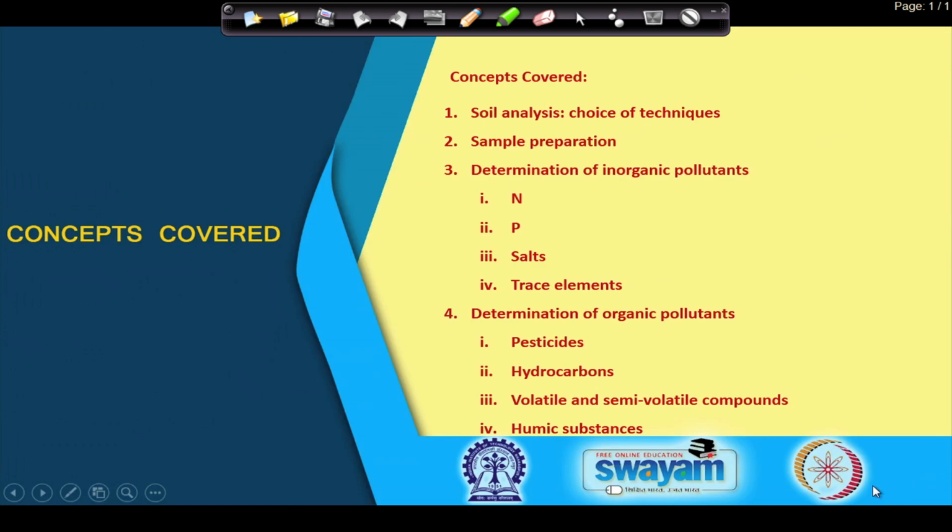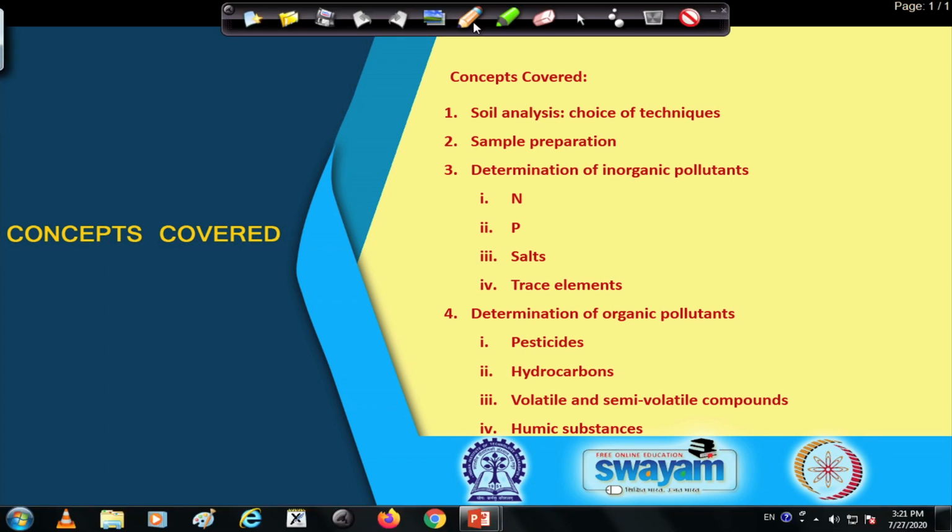In our previous lecture we covered the following concepts. We started with the choice of techniques for soil analysis and why soil analysis is important, and then we talked about sample preparation, and then we started with the determination of inorganic pollutants. We started with nitrogen, and we will try to finish nitrogen today, and then we will start from phosphorus and salts and so on and so forth.